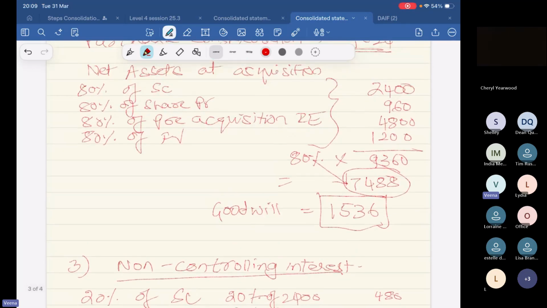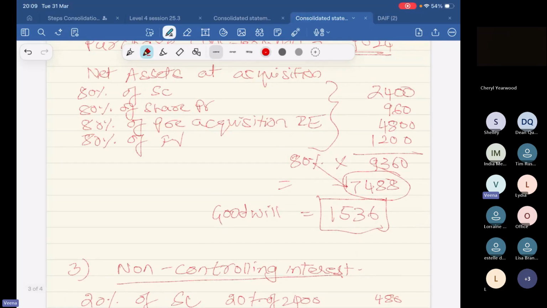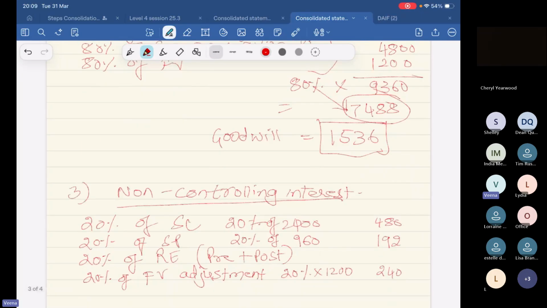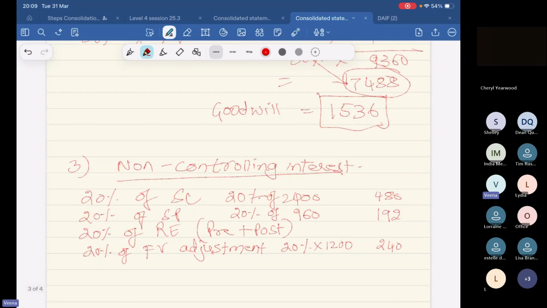For the calculation of goodwill, I just took pre-acquisition. But for the calculation of non-controlling interest, I have to take both. Now, what is all this? First of all, what is non-controlling interest in the first place?